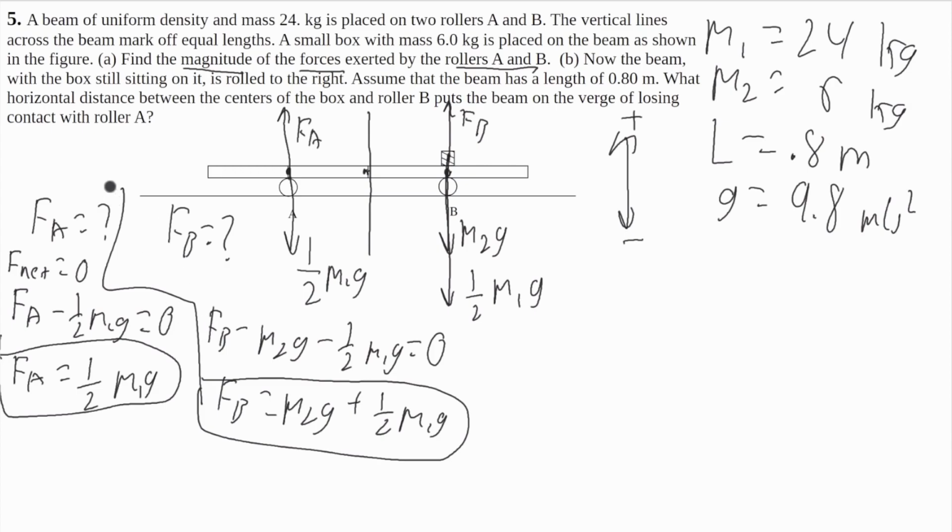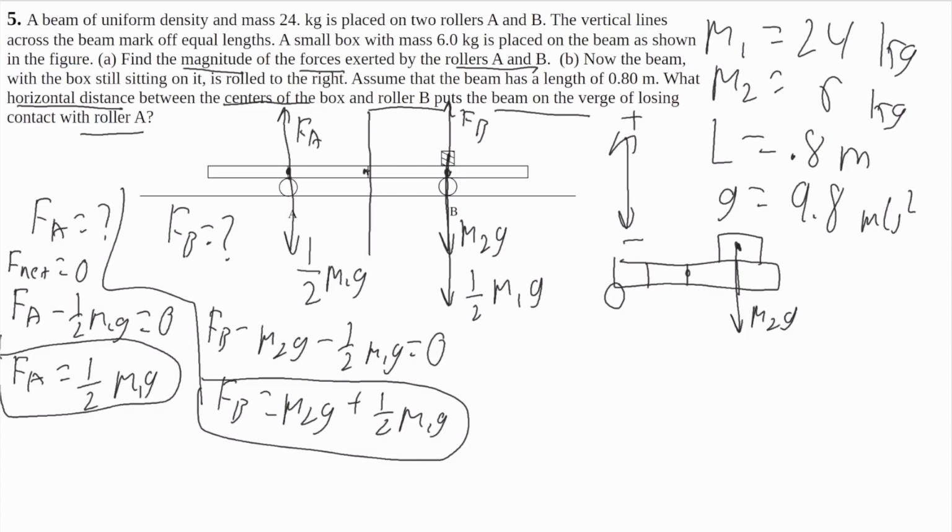Now, to find B of this problem, we're looking for the horizontal distance between the centers of the box and roller B. That puts the beam on the verge of losing contact with roller A. So I'm going to draw this diagram. It'll look like this. This will be roller A. This will be the beam here. And I'm going to divide this beam like it is in the diagram. The box won't move, so it'll still be over this line here. I'm going to draw the center of mass of this box. Its force of gravity is going to go directly down. This will be m2g. And the center of mass of the beam is going to be in the center.